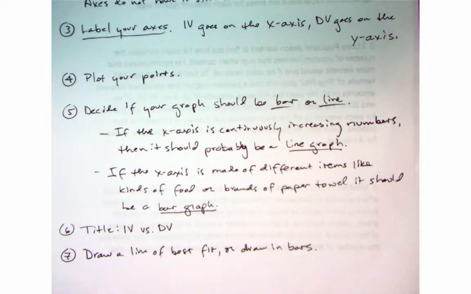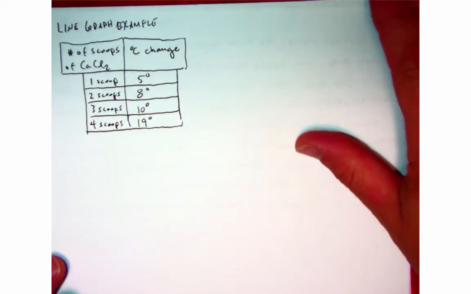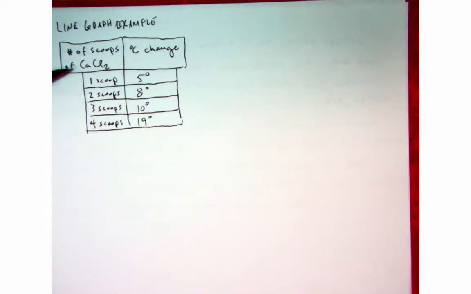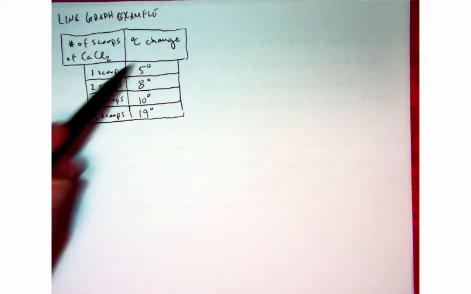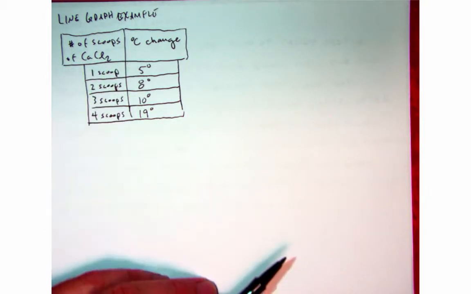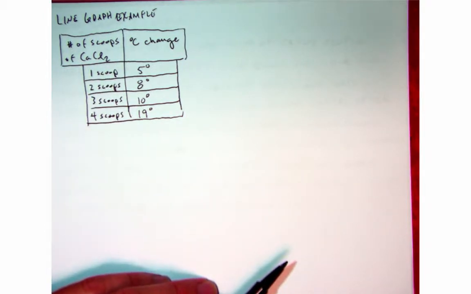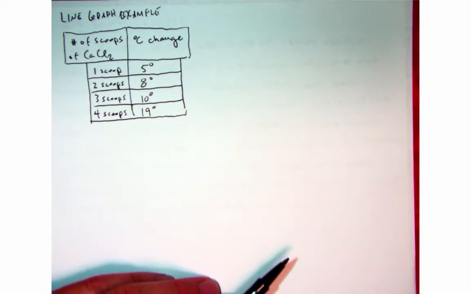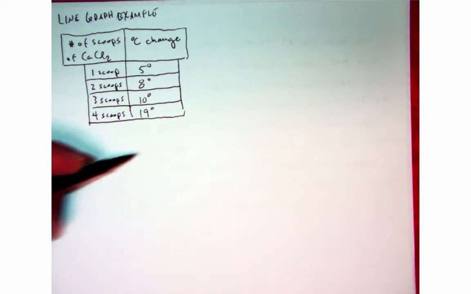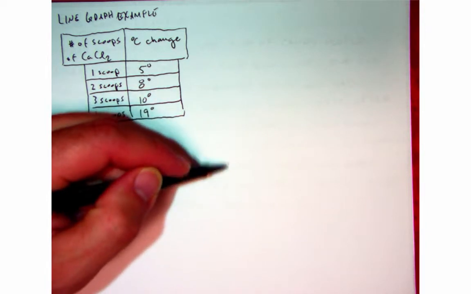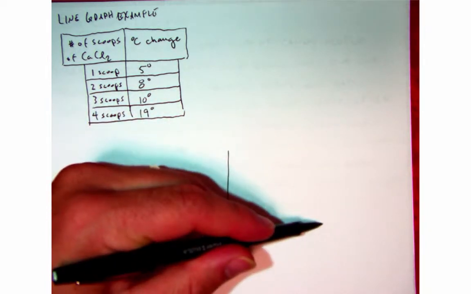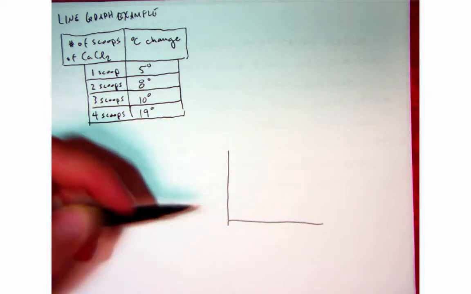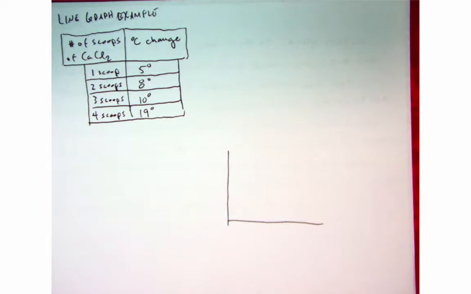Okay, so let's do an example. And let's use the example of the data table that we made in the previous example. The number of scoops of calcium chloride and how that affected the temperature change in the solution. Okay, so in this case, the first thing I want to do is I want to make an axis. And I'm just going to sketch this. I'm not going to draw it perfectly. If you're doing this, you can try to be neater than this.